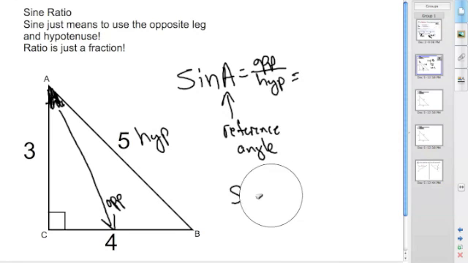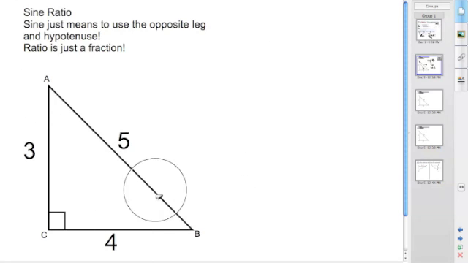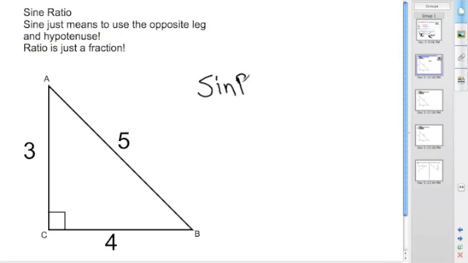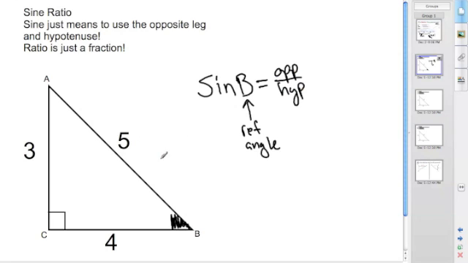Let's try another one. What is the sine of B? Again, B is our reference angle. So we're looking at B. Everything relates to angle B. And again, sine is what? What's opposite of angle B, divided by your hypotenuse. So what's opposite of angle B? Opposite of angle B is side 3. And your hypotenuse is 5.